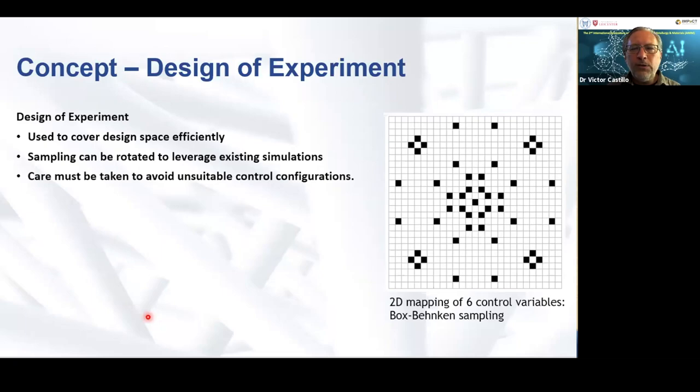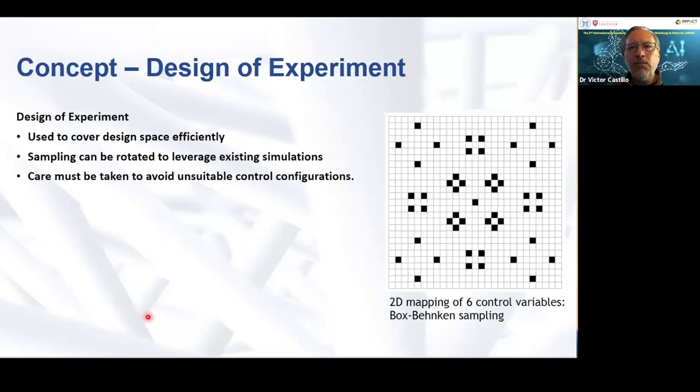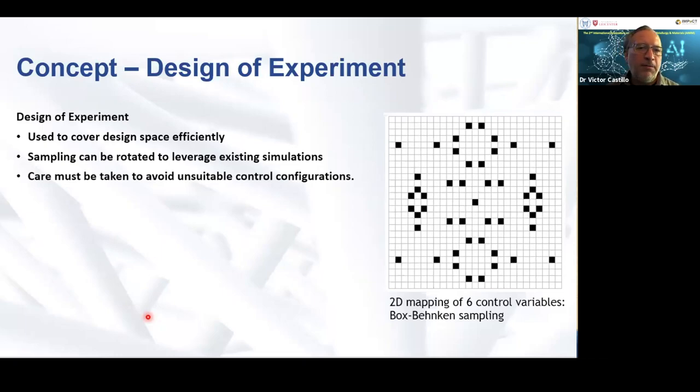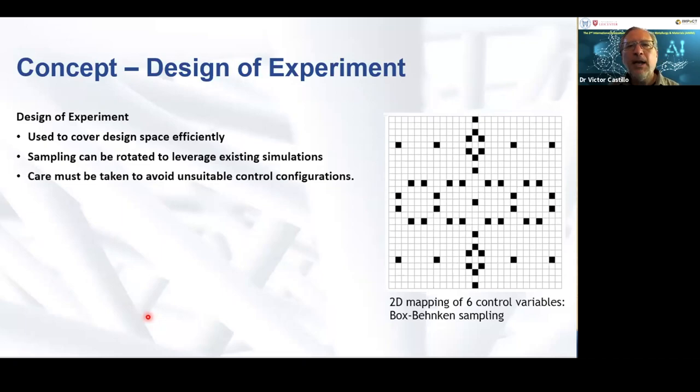And when we do certain designs like this Box-Behnken design, we can rotate it to cover existing data. Often these companies have a curated data set, so we can figure out how to leverage those and then run the additional runs to cover the design space efficiently. We also want to make sure that we're avoiding certain corner points that are not physical. A lot of times the corner points, where all the control parameters are at the max or the min, are actually not a viable solution. So we want to carefully avoid those with the design of experiments.